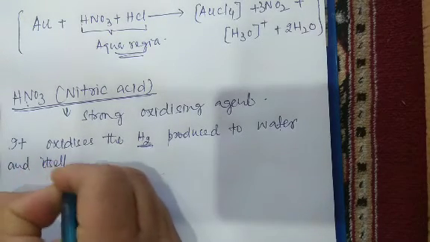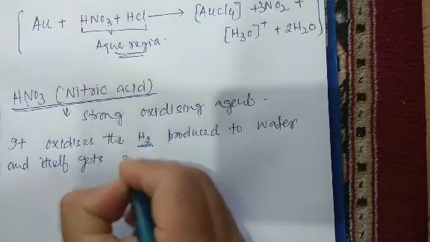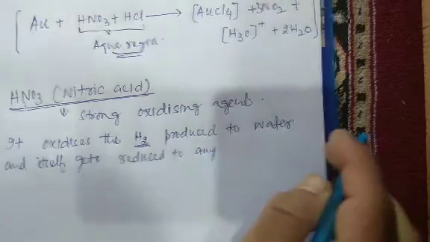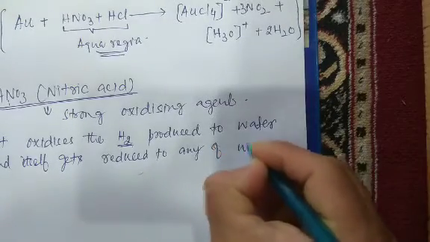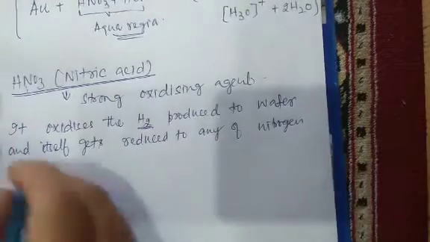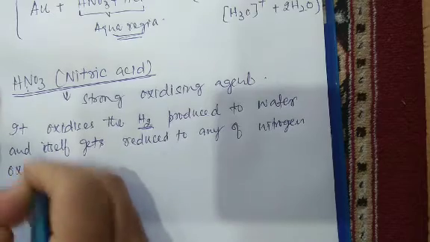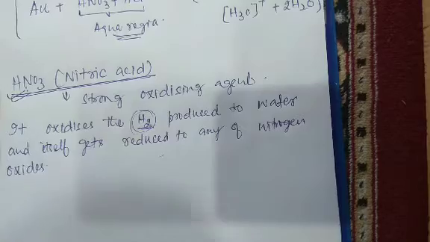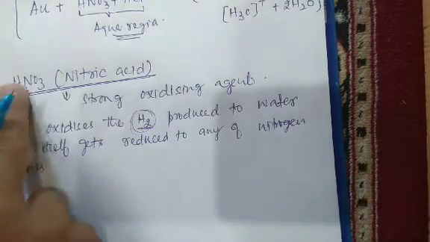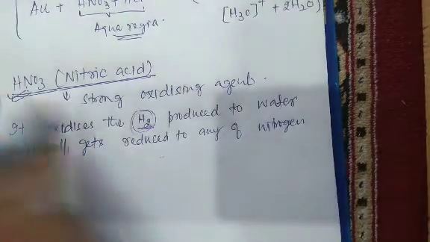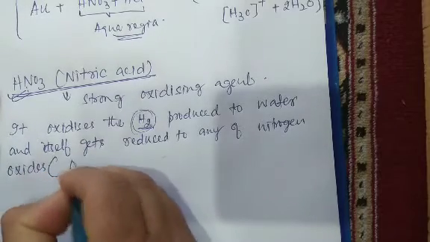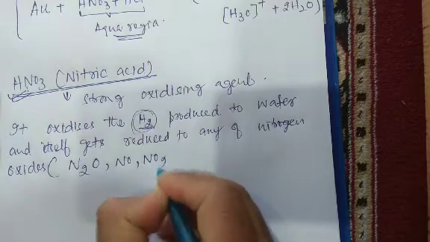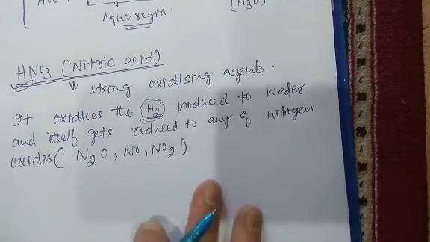itself gets reduced to any of the nitrogen oxides. This nitric acid oxidizes the hydrogen which is produced during the reaction between a metal and an acid, and itself gets reduced into one of its oxides. Example N2O, NO, NO2. Okay, I will show you with the reaction.